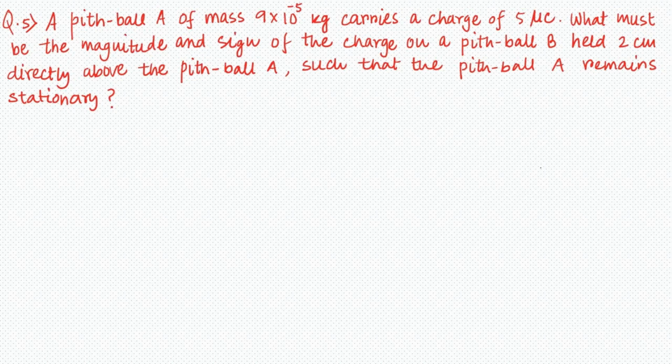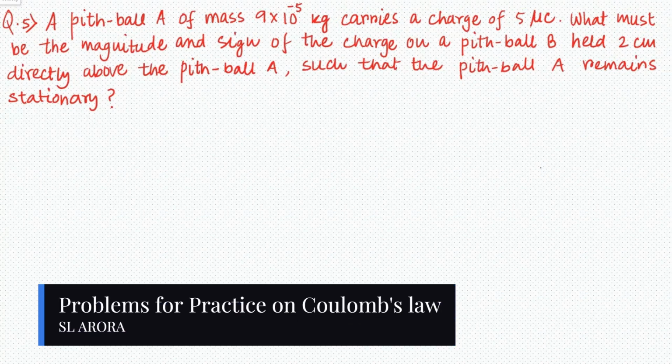Question number 5. A pith ball A of mass 9 into 10 to the power minus 5 kg carries a charge of 5 microcoulomb. What must be the magnitude and sign of the charge on a pith ball B held 2 cm directly above the pith ball A such that pith ball A remains stationary?